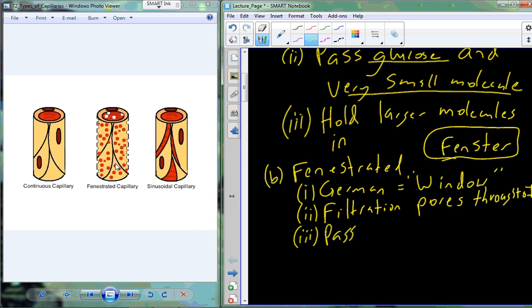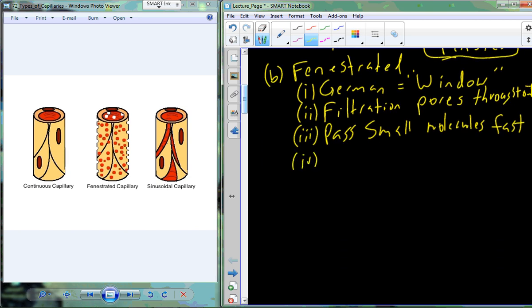These are much larger than the intercellular clefts that we find in the continuous capillaries, and they allow more of a filtration. So this is salt solutions crossing through from the bloodstream to extracellular fluid or extracellular fluid back into the bloodstream. Whereas the continuous, it's much more selective. It's not a selectively permeable bilayer per se like we have in the cell, but it's selecting based off of size, glucose and below. These are designed in such a way that small molecules will pass very rapidly. Here too, however, we're still going to hold back some of our larger molecules.